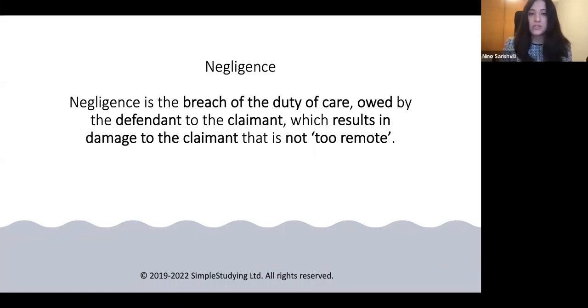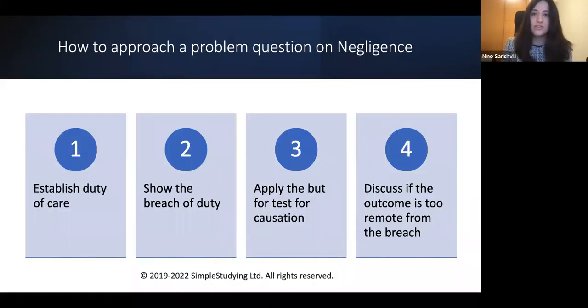But just to remind you, duty of care can be established in certain situations that are already recognized in case law. For example, doctors usually owe a duty of care to their patients. If they breach that duty of care and causation and remoteness are also established, then a negligence claim should succeed. So this is how you should approach a problem question on negligence.